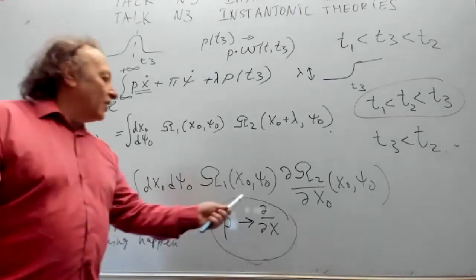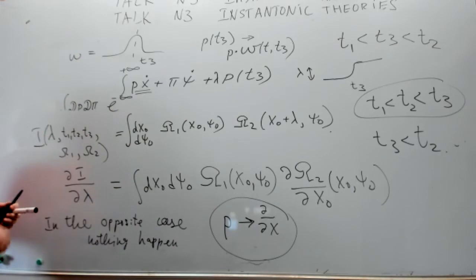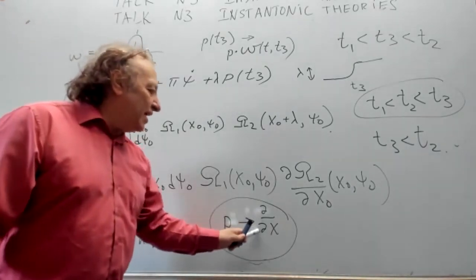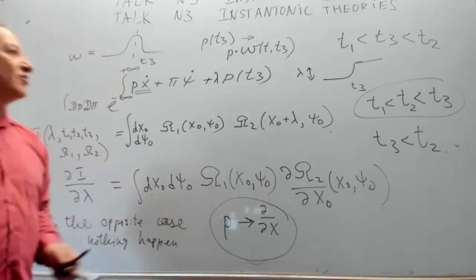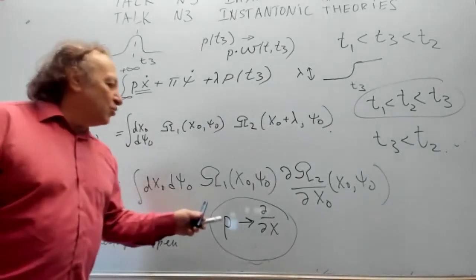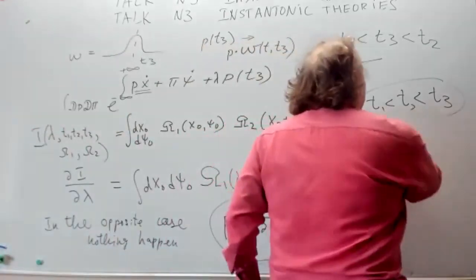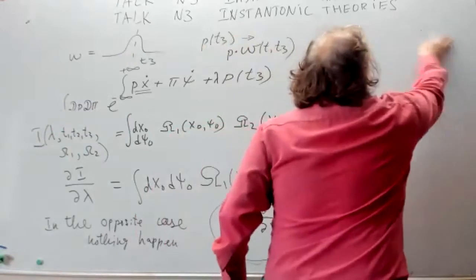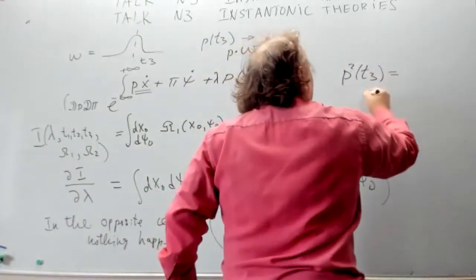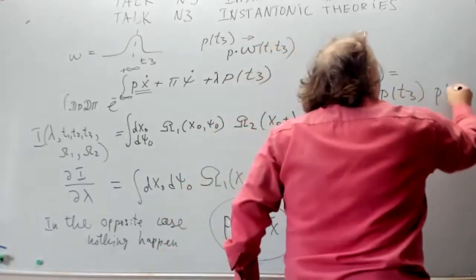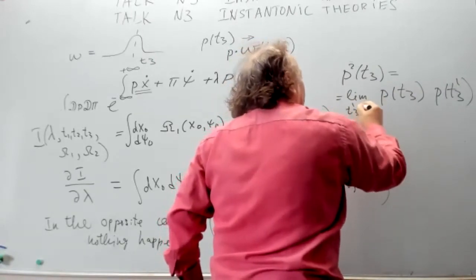So once again, no H bar parameter here at all. There is no H bar here. Then P goes to d over dx, not to H d over dx. And we are able to reproduce this P observable. So when we are able to reproduce the P observable, we of course know how to reproduce P squared. P squared of T3 is, of course, P of T3, P of T3 prime, and then you need to take a limit when T3 prime goes to T3.